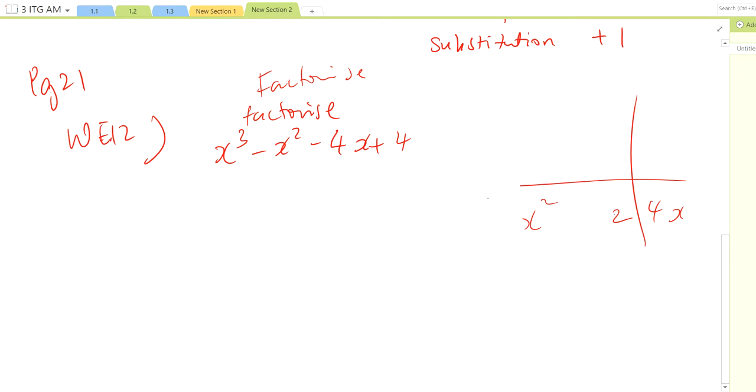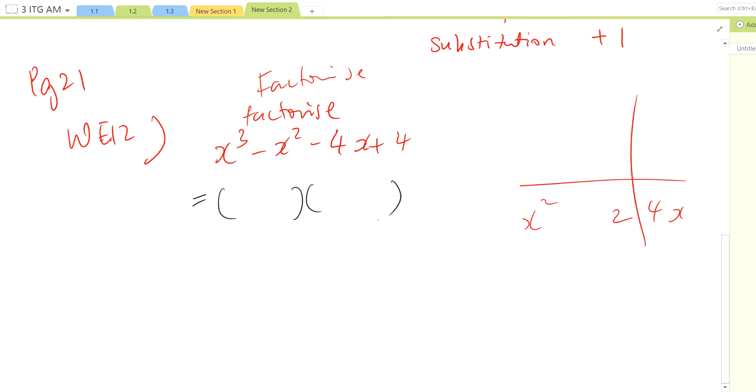Did they say it is equal to 0? No. No, they didn't. Do not go and put equal to 0 by yourself. Okay, there's a difference. One is an expression, one is an equation. So now I want to factorize this. How many factors do you think I can possibly get?